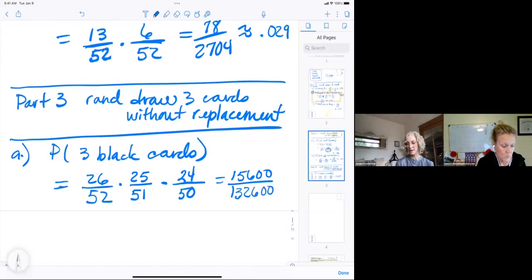Multiply across the numerator, you get 15,600. Multiply across the denominator, you get 132,600. And if you get a decimal approximation, it's 0.118.